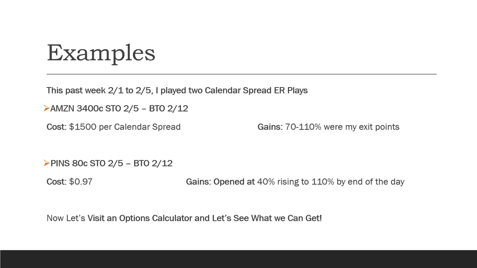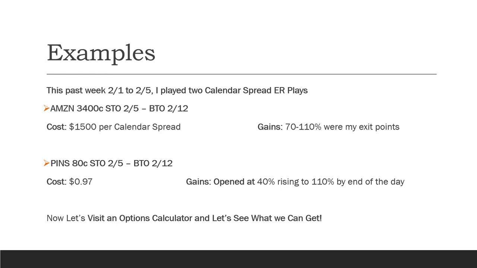So again, going back to our Pins play, this was actually a little bit easier to do because the event was on Thursday evening. So we only had one day to play out to expiration. So it's easier to see if that price will stay within that range, right? So it cost me 97 cents to take that play, 80 strike. I sold to open 2.5 and I bought to open 2.12. And it opened up at 40% up. And then by the end of the day, it was up about 110%.